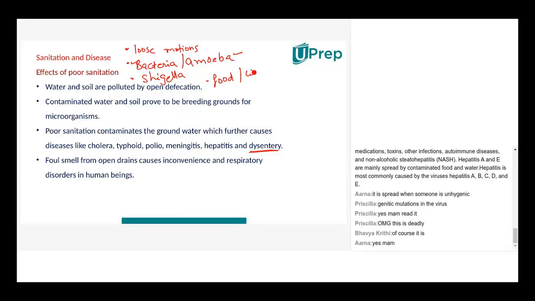Ma'am, can you tell about dysentery? Yes, it is highly food and waterborne. Obviously, if that contaminated water is used to cook food, it will come to the food. Yes, ma'am. Ma'am, I mean the definition of dysentery. Yeah, tell me.